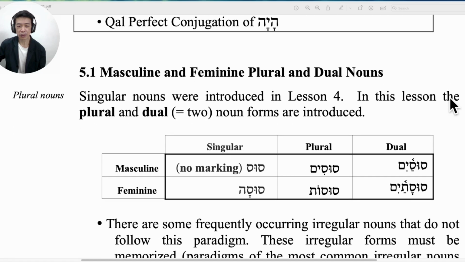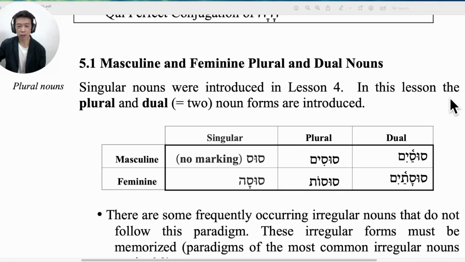So let's take a look at the masculine form for the word horse. Sus for singular masculine, for plural masculine is susim, for dual is susaim. For feminine singular is susa. For plural feminine is susot. For dual it's susatayim.